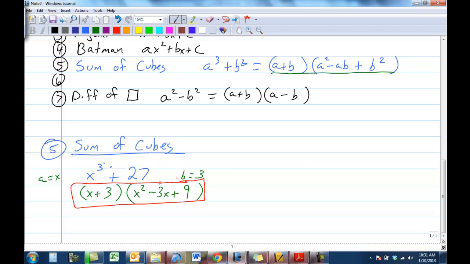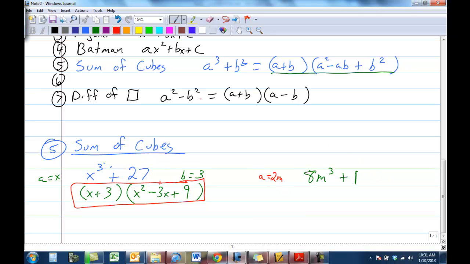Let's try another one. How about 8m cubed plus 1. 8m cubed plus 1. Alright, so this is tricky. If a cubed is 8m cubed, what is a? What times itself 3 times is 8m cubed? Well, that would be 2m. 2m times 2m is 4m squared, times another 2m would be 8m cubed.